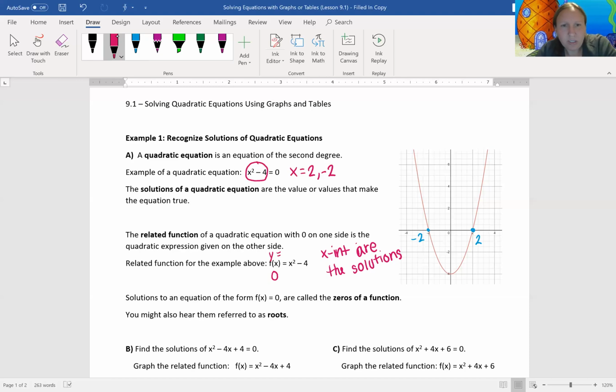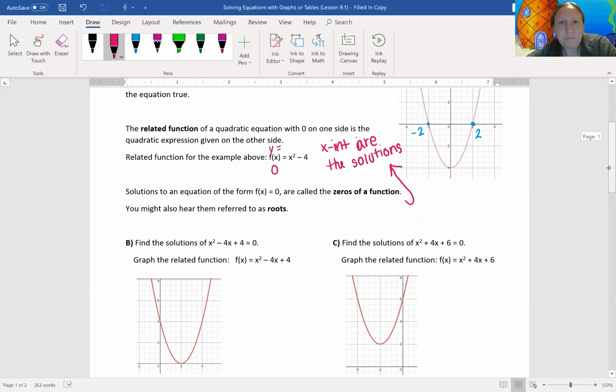Solutions to the equation of f of x equals 0 are called zeros of the function. You might also hear them referred to as roots. And once again, related to that related function, it's going to be the x-intercepts. The x-intercepts of that related function will be the solutions of that original equation. So you notice in this case, there were 2 different answers because it crossed the x-axis twice. There were 2 x-intercepts. Let's look at 2 other examples here.